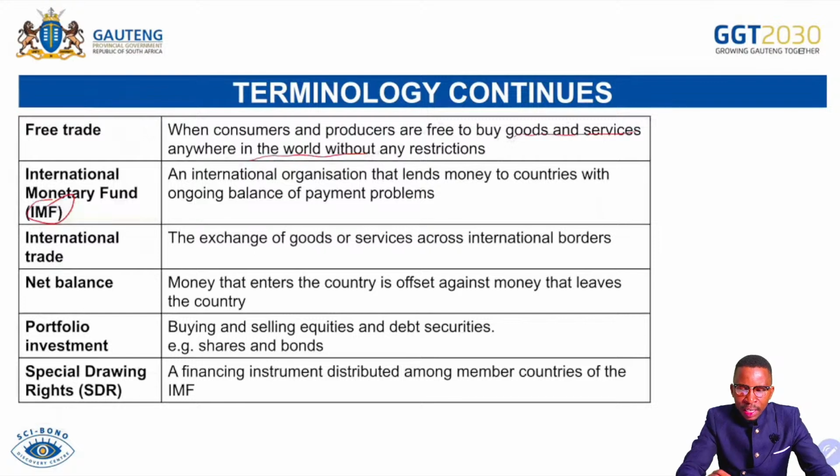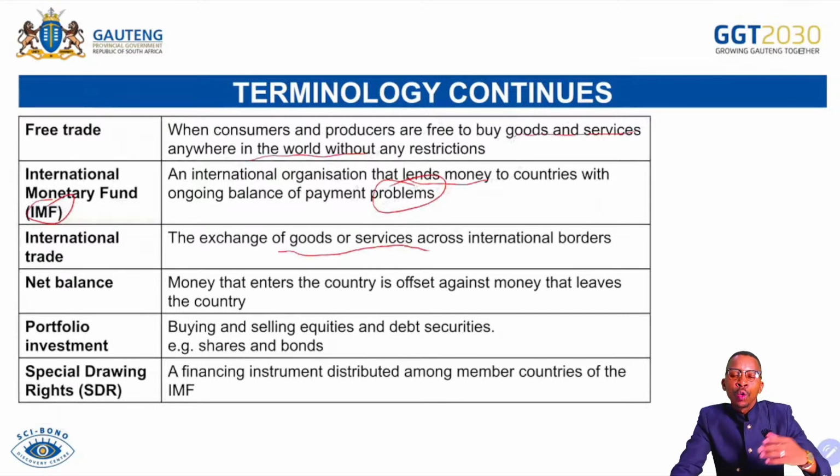It is an international organization that lends money to countries with ongoing balance of payment problems. So if ever countries are faced with BOP problems, those countries should be member countries of the IMF. They will be given money in terms of loans so that they will be able to correct that BOP problem. International trade, the exchange of goods and services across international borders. Whenever countries are exchanging goods with one another, we call that international trade.